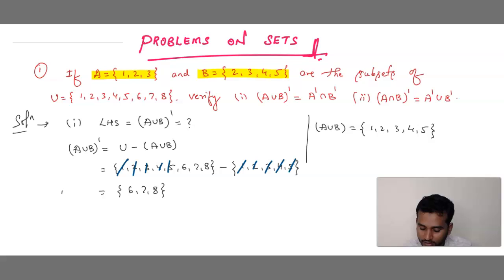That is only the answer. That is A union B whole transpose equals 6, 7, 8. I will call this as equation 1. Highlight the main answer. Okay.